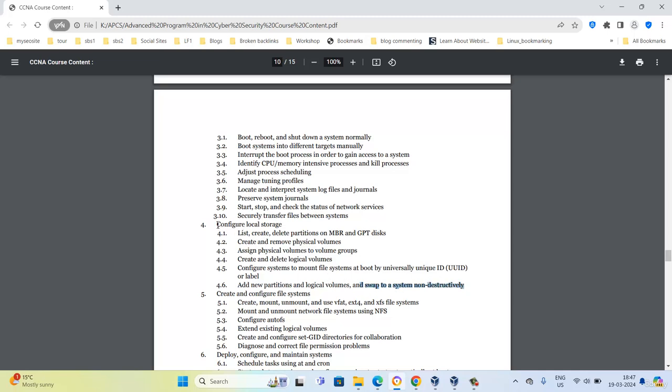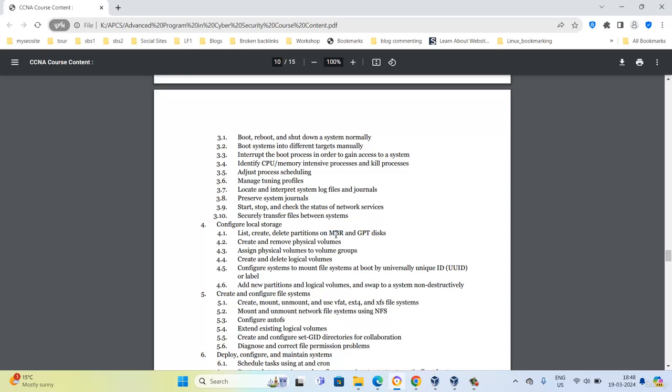Okay, so first we are going to discuss configuring the local storage. When we talk about local storage, we need two things. One is MBR, another is GPT. MBR is a short form of Master Boot Record. Another is GUID Partition Table, GPT.